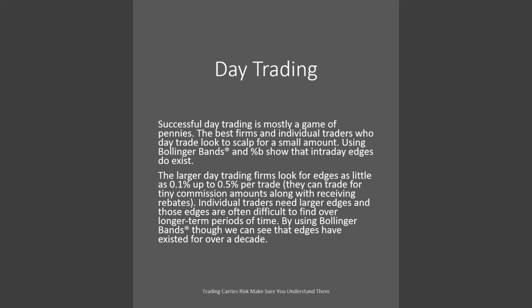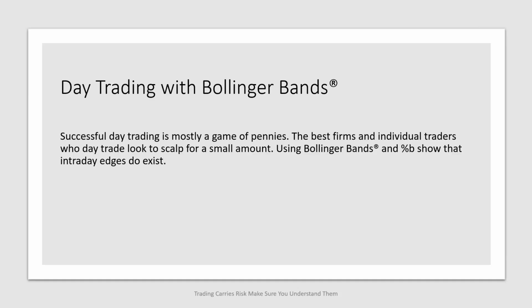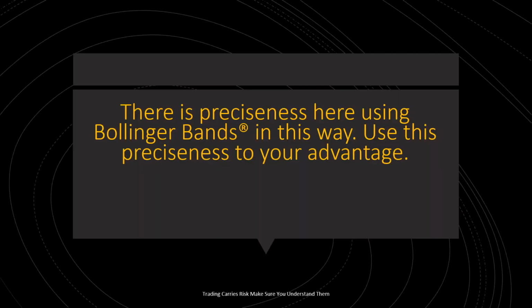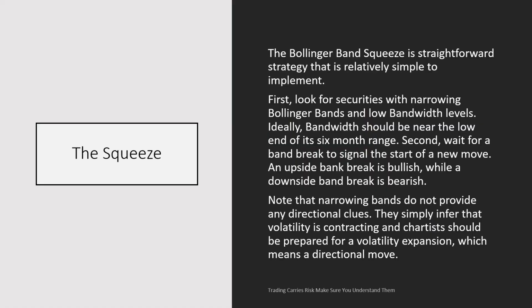So remember, day trading or CFD trading is mostly a game of pennies or small percent or small dollars. The best firms and individual traders who day trade look to scalp for small amounts. Using Bollinger Bands and the percent D or the bandwidth shows that intraday edges do exist. Successful day trading is mostly a game of pennies. Now there is a preciseness here using Bollinger Bands in this way. Using this preciseness to your advantage will give you a lot of advantages.